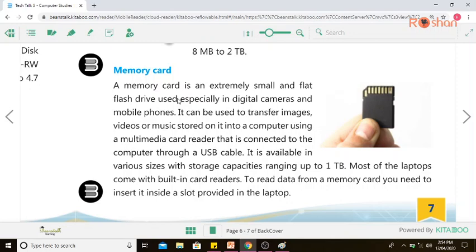Flash drives are used for storing information. It can also be used for transferring video and images stored into a computer using a multimedia card. It is available in various sizes, up to 1 TB. Okay, so it's very easy to use. Directly we can use built-in card readers. With the help of a card reader we can use it in a laptop also. It's used to store information in a computer, in a camera or in a mobile phone. You can see it in the picture. This is the memory card.